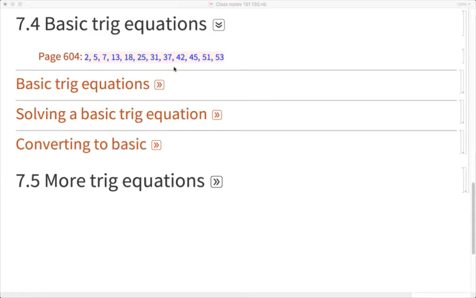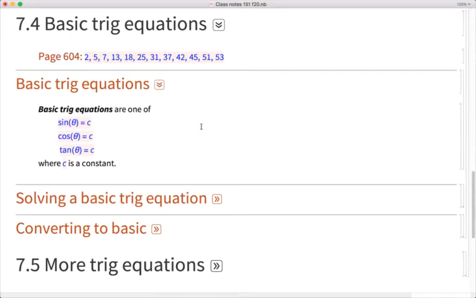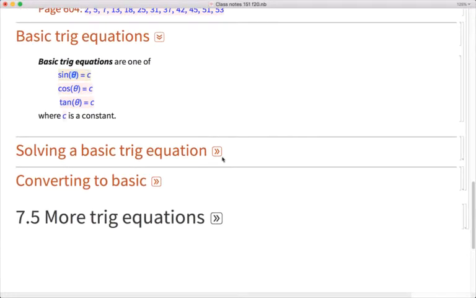Section 7.4, Basic Trig Equations. So basic trig equations have one of these three forms. It's going to be sine, cosine, or tangent of theta equal to some constant. And then the goal is to solve for theta, all possible values for theta that make the equation true.